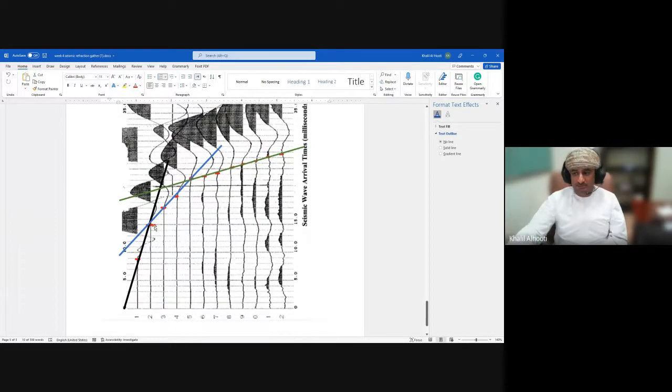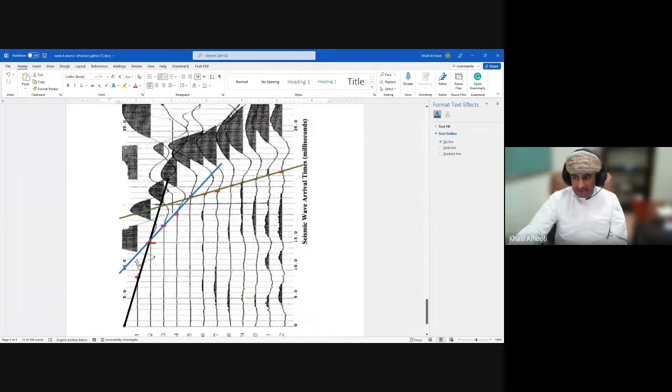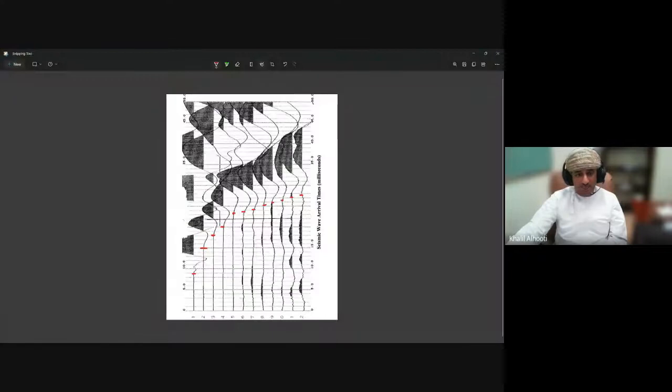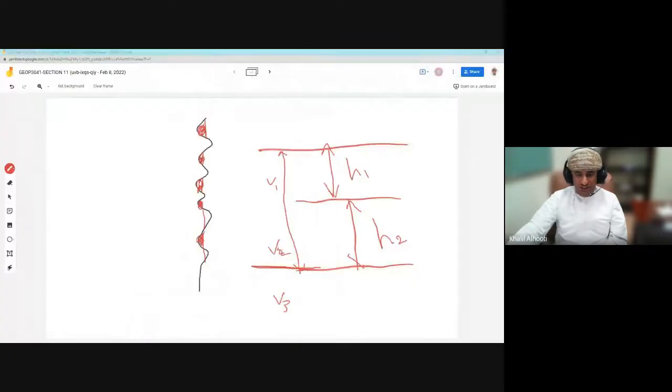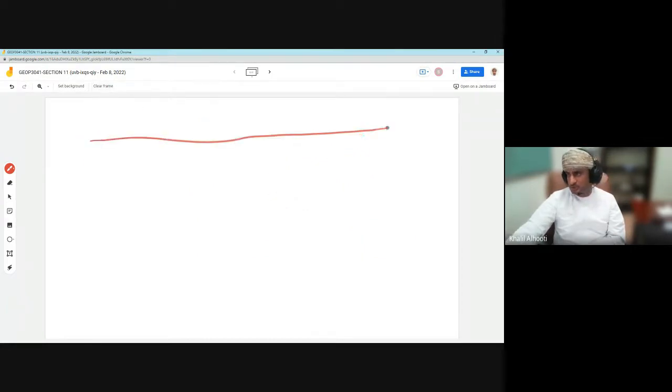So I'm not considering the S wave. If there is a direct S wave, I expect it might arrive here. But there is a catch here. In this case, at least, I'm using geophones. Let me clear the frame. This is my source. Here is the geophone. A geophone has only one sensor, a vertical sensor.